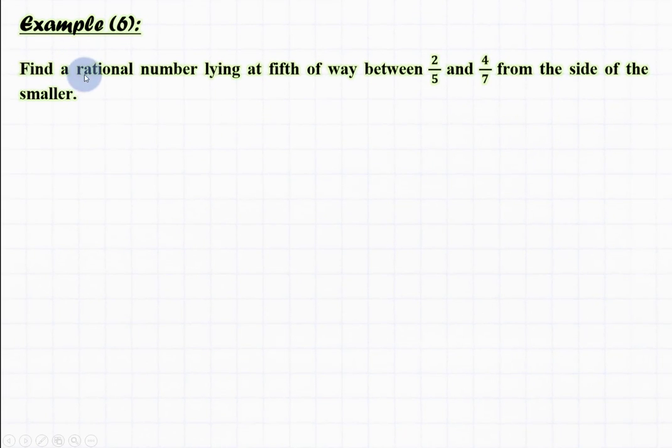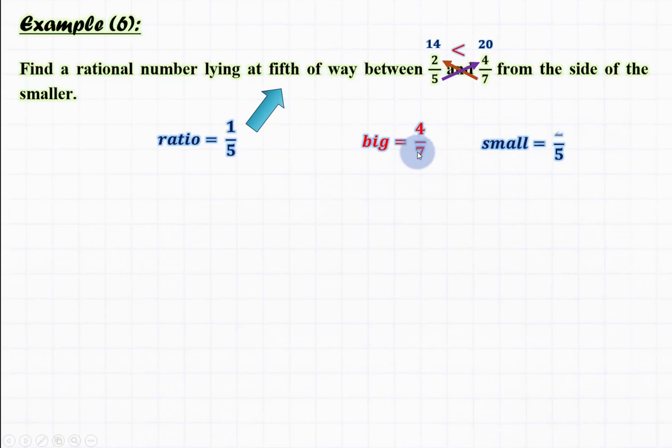Example number 6: find a rational number lying one-fifth of the way between 2 over 5 and 4 over 7, from the side of the smaller. Fifths, then the ratio or fraction equals 1 over 5, and we make cross multiplication to find the smaller and the bigger number. 7 times 2 equals 14 and 5 multiplied by 4 equals 20. Then of course the fraction 4 over 7 is bigger than 2 over 5. Then the big is 4 over 7 and the smaller is 2 over 5.